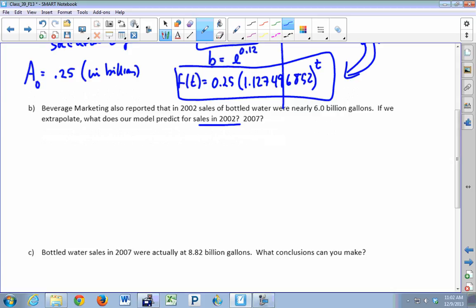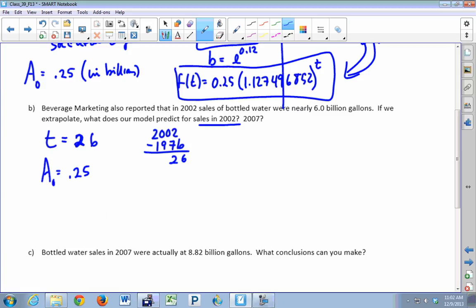How many bottles of water will I be selling in the year 2002? So the first thing I have to do is find my value of T. And what's my value of T going to be here? 26, because 2002 take away 1976 is 26 years. Okay. So A sub naught hasn't changed. It's still 0.25 billion.